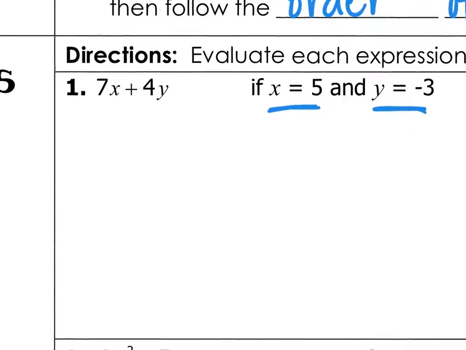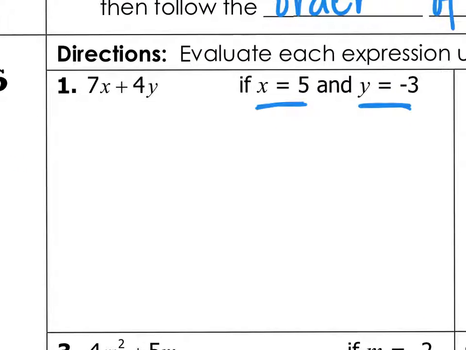Here we have 7x plus 4y, and we need to evaluate this expression if x is 5 and y is -3. So notice that x is multiplying with 7 and y is multiplying with 4, and then they get added together. So I'm going to open up parentheses where the variables were, and now I'm going to substitute. So x is equal to 5 and y is equal to -3. So instead of 7 times x, it's 7 times 5, and instead of 4 times y, it's 4 times -3.